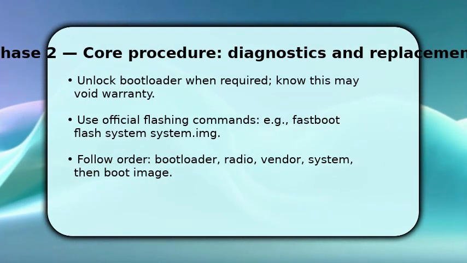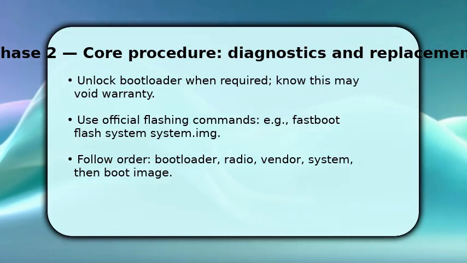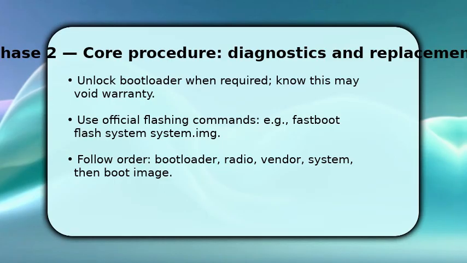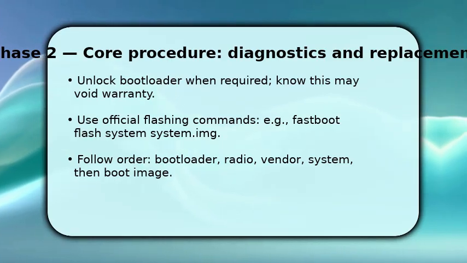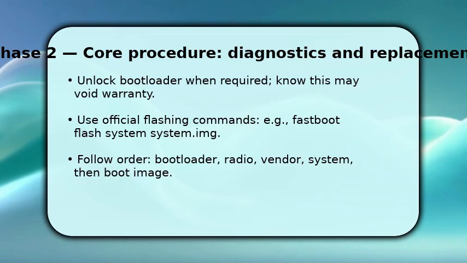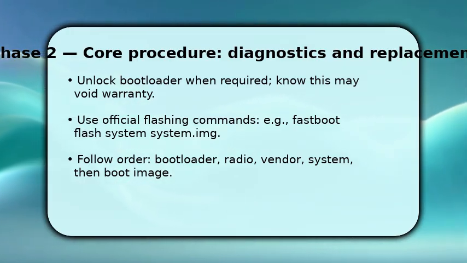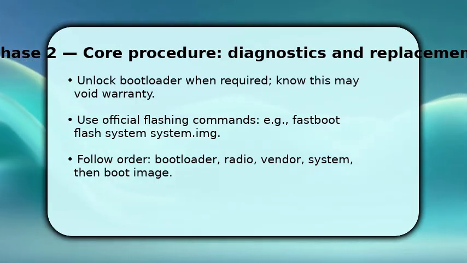Unlock the bootloader if the ROM requires it because a locked bootloader blocks writes. Use the recommended command sequence: flash bootloader, then radio, vendor, system, and finally the boot image to ensure dependencies load in order. During the process, watch for errors and confirm each step returns a success code.